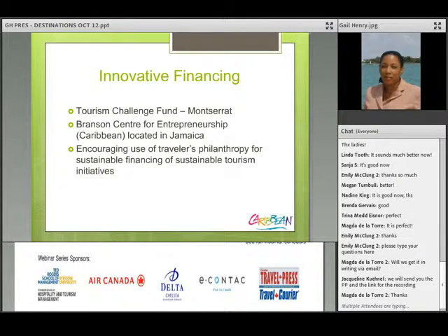There are other initiatives coming from outside, such as the Virgin Branson Center for Entrepreneurship located in Jamaica, which is another way of encouraging entrepreneurship within the tourism sector, as well as, I believe, in related sectors. We are also going to be increasingly encouraging the sustainable financing of sustainable tourism initiatives using the goodwill, I guess you can call it, of travelers. This is something we will be paying attention to, because I don't think it is as widespread within the region as it should be.